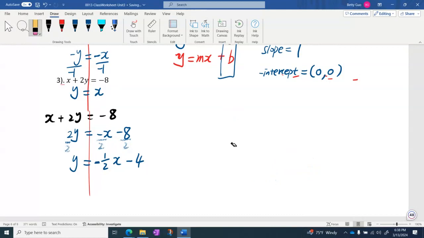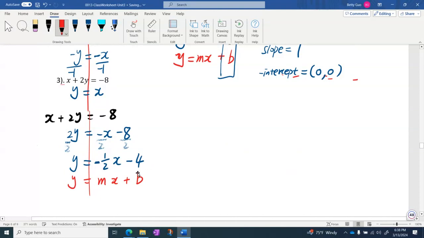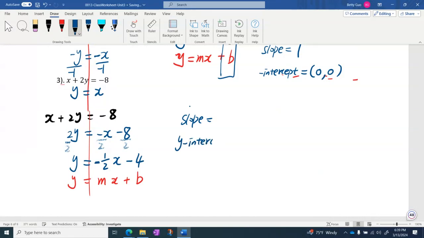Let me write a formula right under it. Then you can look at the format better. We didn't write the equation in slope-intercept form, right? Once we have y by itself on the left side, on the right side, we have mx plus b. Question, what's the slope? And what's the y-intercept?